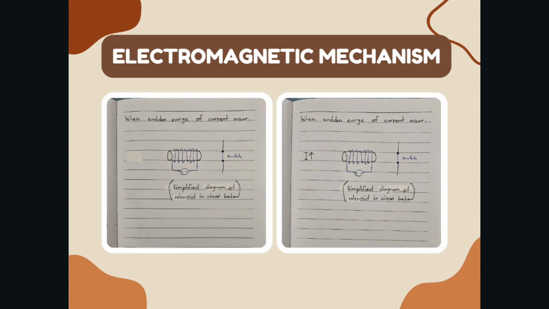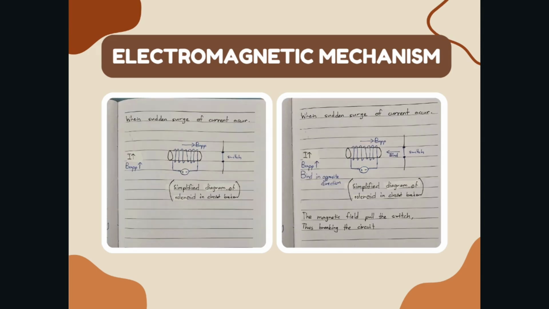When a sudden rise of current occurs, the applied B will sharply rise, and according to Lenz's law, the magnetic field cannot increase or decrease suddenly. Thus, an induced B in the opposite direction will occur. That magnetic field will pull the switch from the latch and thus break the circuit. And if you want to continue using the circuit, we must manually put the switch back.